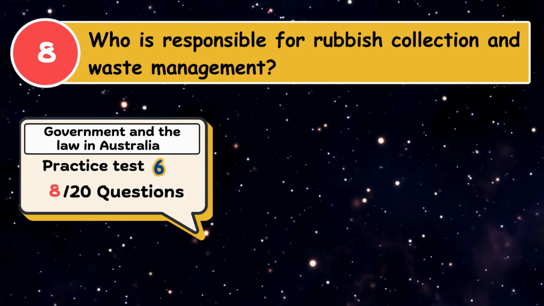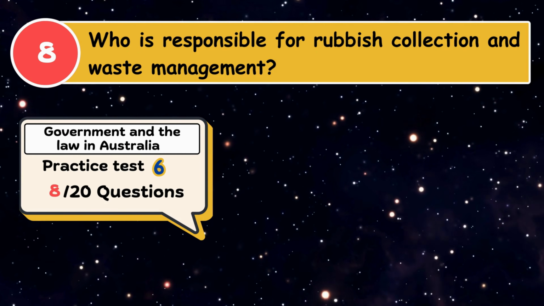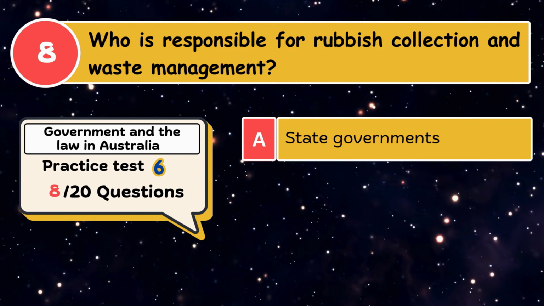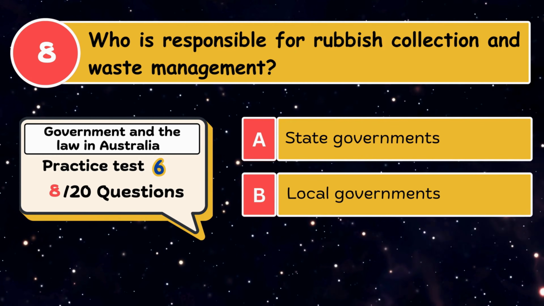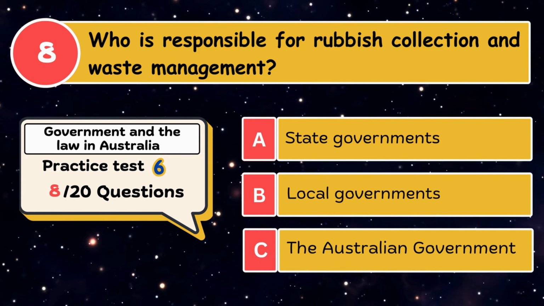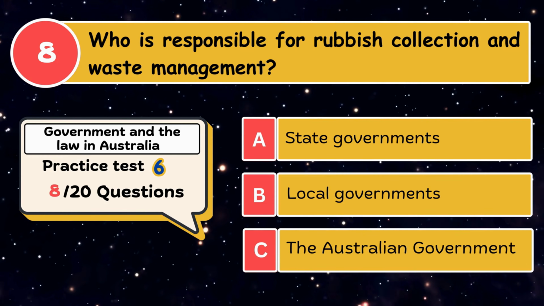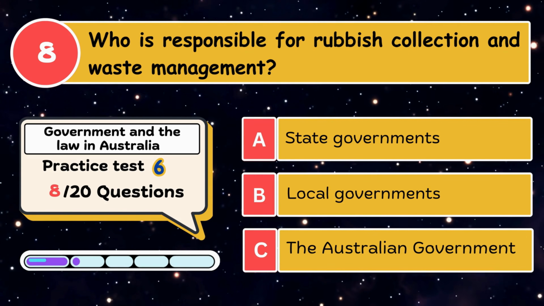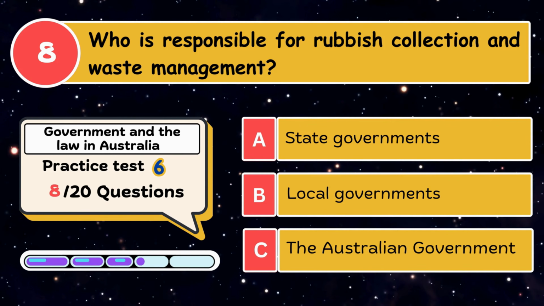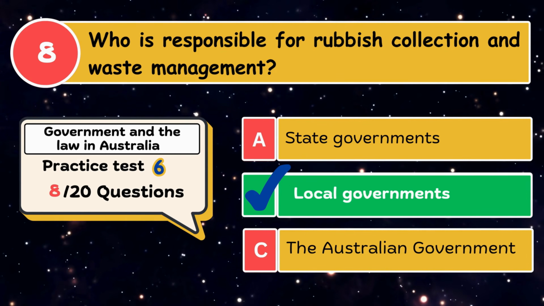Who is responsible for rubbish collection and waste management? A. State governments. B. Local governments. C. The Australian government. The correct answer is local governments.